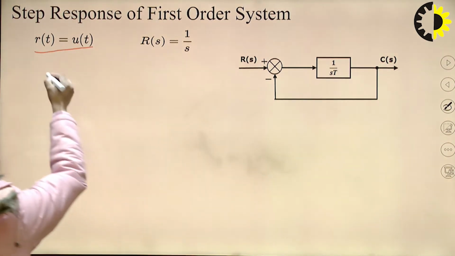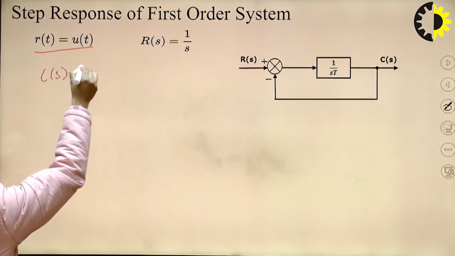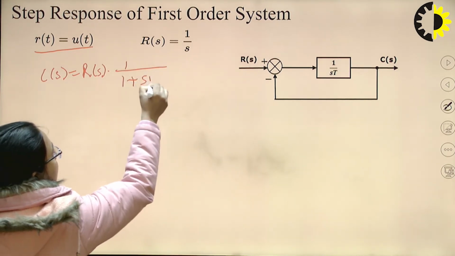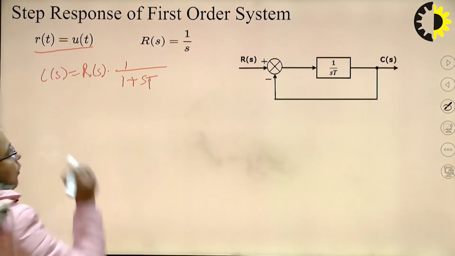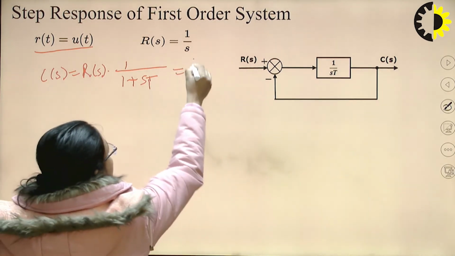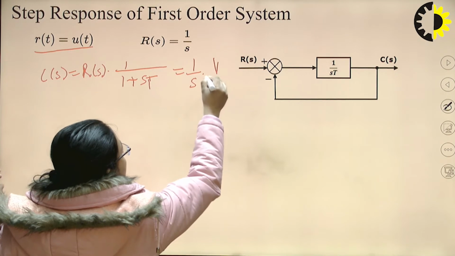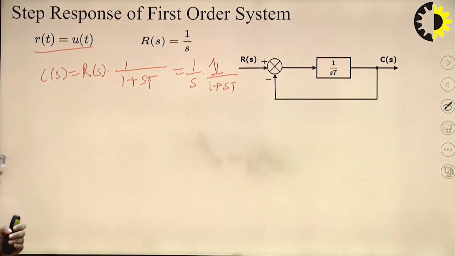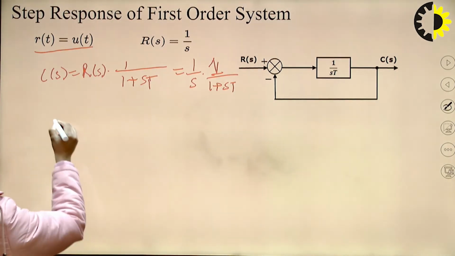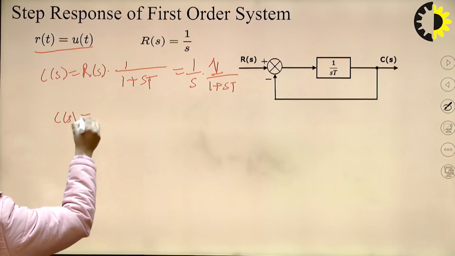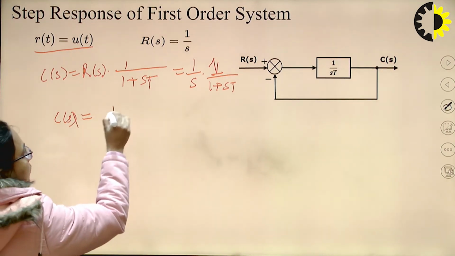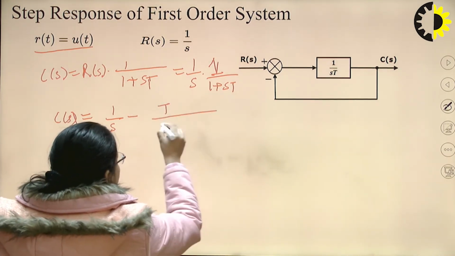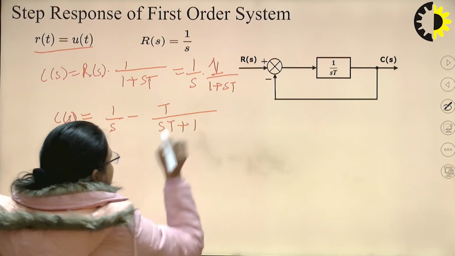So from the previous equation where C(s) is equal to R(s) into 1 upon 1 plus sT, we will put the value of R(s) here. It comes out to be 1 upon s into 1 upon 1 plus sT. By taking partial fraction of this, we will get C(s) is equal to 1 upon s minus T upon sT plus 1.